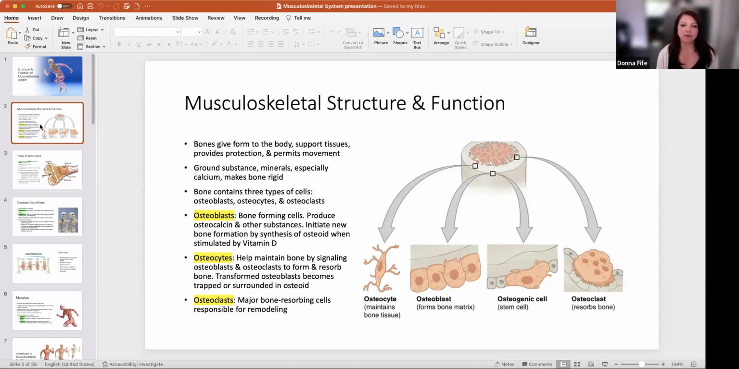Osteocytes help maintain bone by signaling osteoblasts and osteoclasts to form and resorb bone. Transferred osteoblasts become trapped or surrounded in osteoid. Osteoclasts are the major bone-resorbing cells, and these are responsible for remodeling.